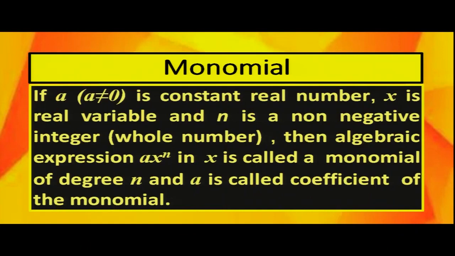Now see, then what is a monomial? If a, where a is not equal to 0, is a constant real number, x is a real variable, and n is a non-negative integer, or we say whole number, then the algebraic expression a x to the power n in x is called a monomial of degree n, and here a is called the coefficient of the monomial.